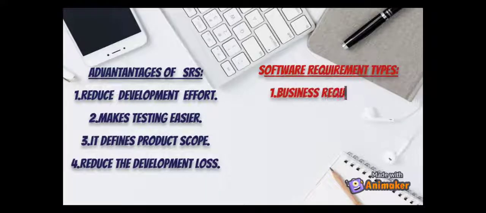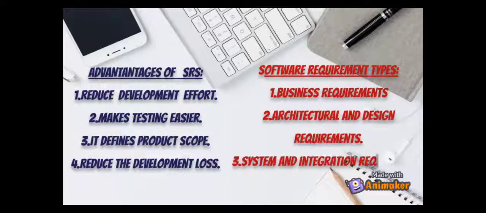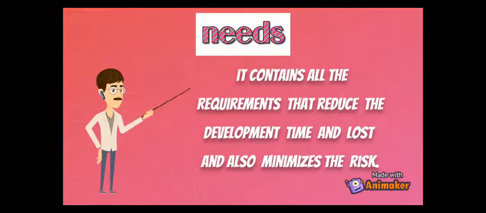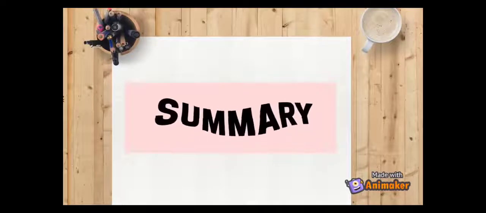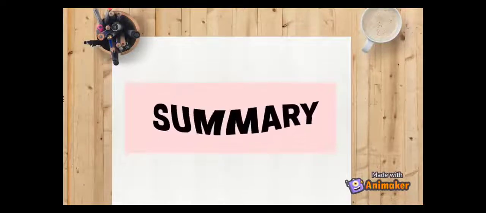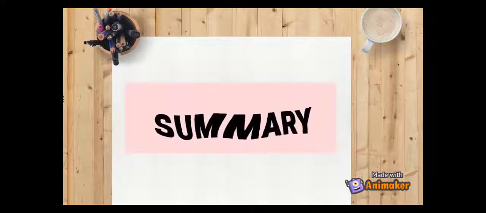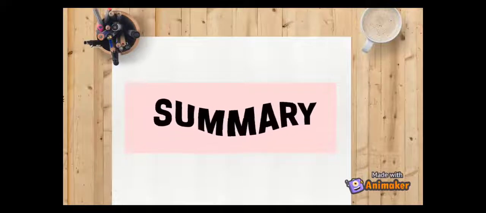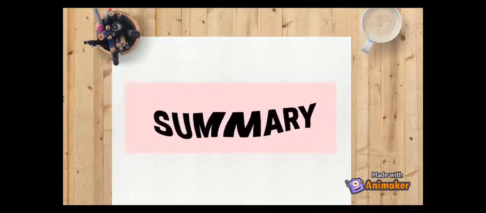So here we have some software requirement types. They are business requirements, architectural and design requirements, and system and integration requirements. At last, let's see some basic needs for SRS. It contains all the requirements, which reduces the development time and loss and also minimizes the risk. So, these were the short and brief explanation about SRS. I would like to conclude this video by specifying the important note about SRS: it is a document that describes what the software will do and how it is expected to perform. It also describes the functionality the product needs to fulfill all stakeholders' business and user needs.